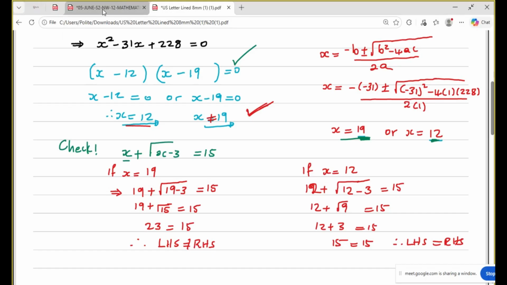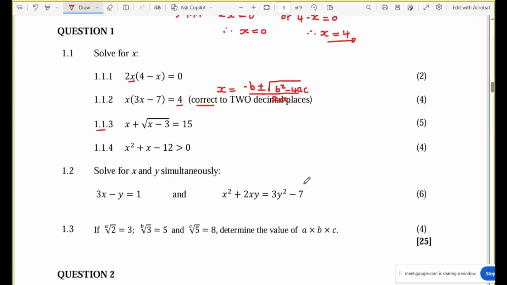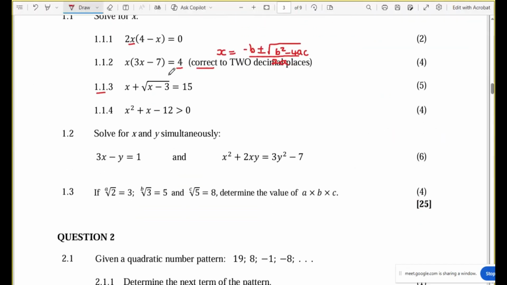Since most learners did not join the lesson, this gives you the chance, guys, to participate in the lesson. So the next one, 1.1.4, has to do with inequalities. This one says x squared plus x minus 12 is greater than 0. Let's go and work on that.